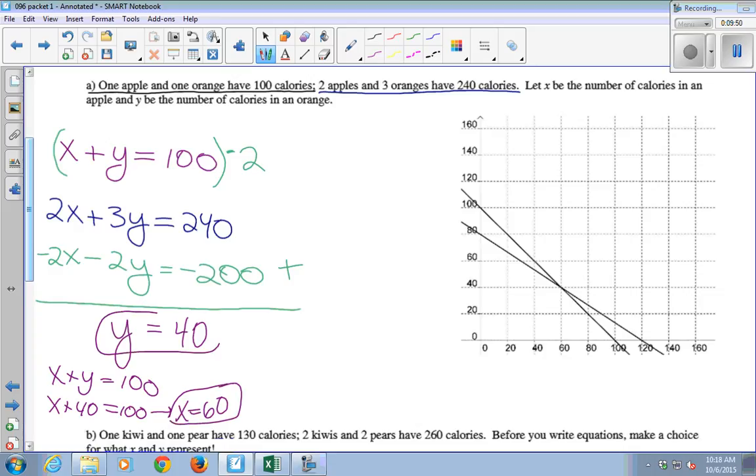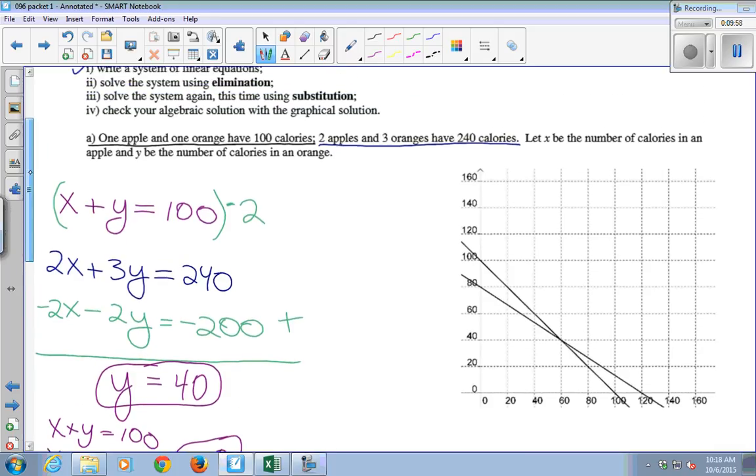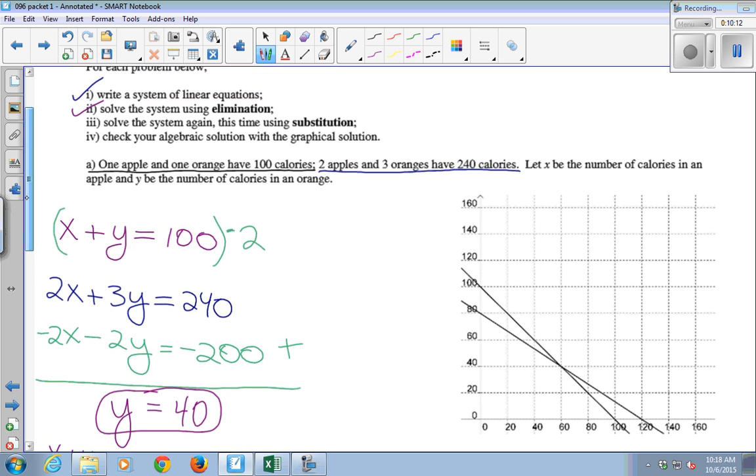Okay, so I solved for both unknowns, 40 and 60. All right, so that is the elimination method, where you end up adding the two equations together with the hope that one of your variables will cancel. All right, now I'm supposed to solve this system again using substitution.